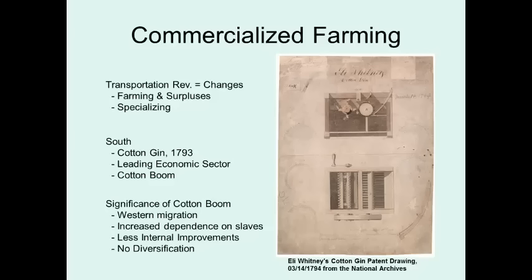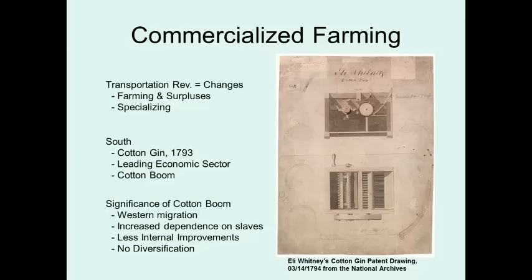Now, after the transportation revolution happens, this whole culture of just growing enough for your own use begins to change, because now it's suddenly possible to get your goods to market. So all of a sudden, people will now start growing more than they need and growing surpluses to sell.